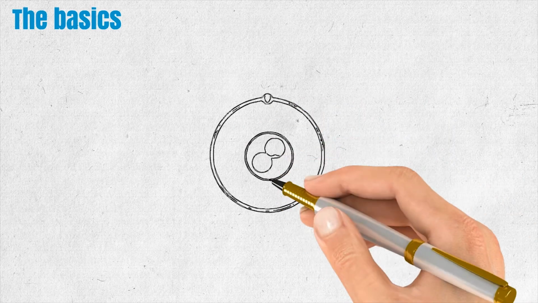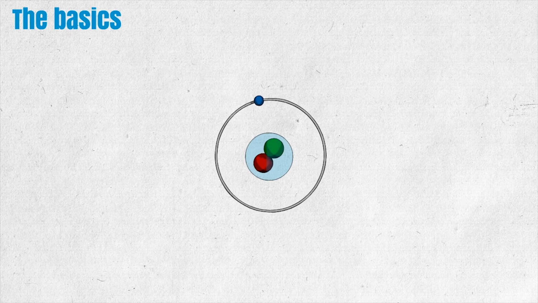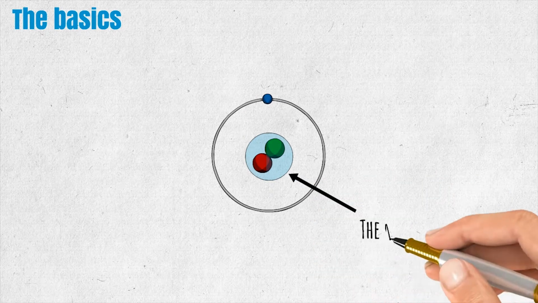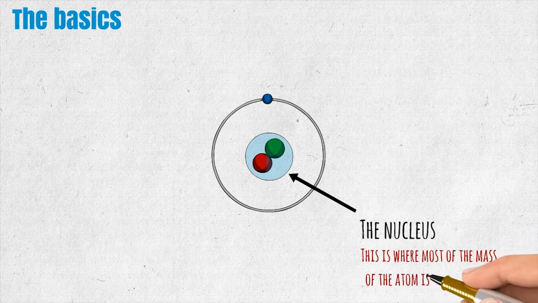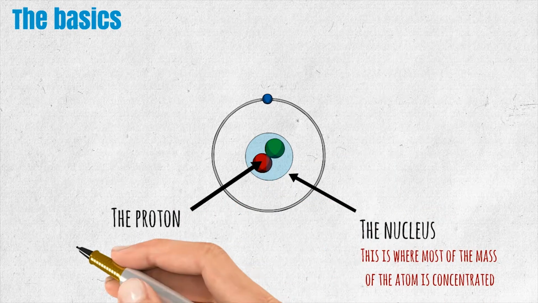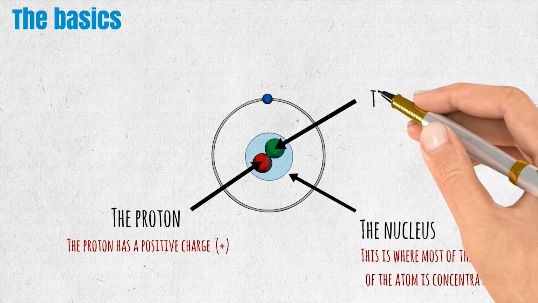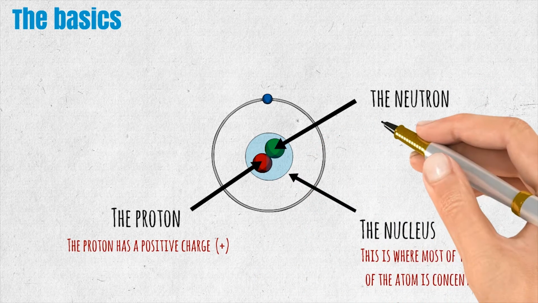Okay, let's take a look at the basic structure of the atom. The nucleus is found at the center of the atom. This is where most of the mass of the atom is concentrated. Within the nucleus, we find protons. Protons have a positive charge. Neutrons are also found in the nucleus and have no overall charge.